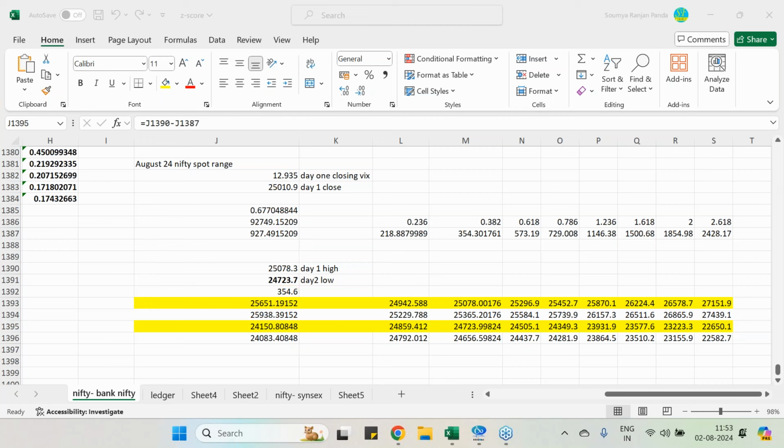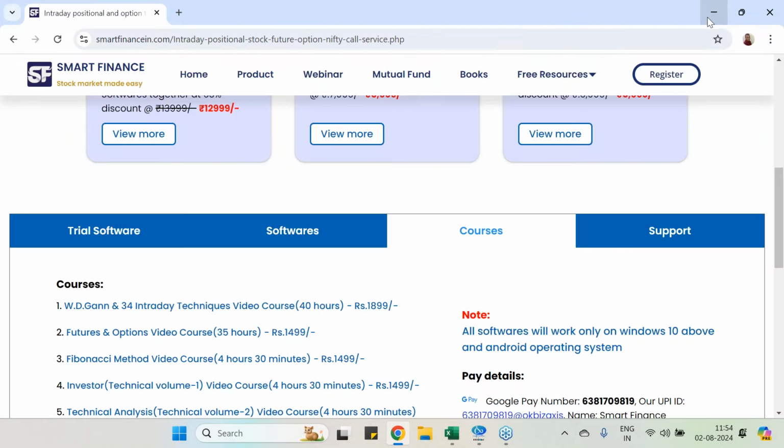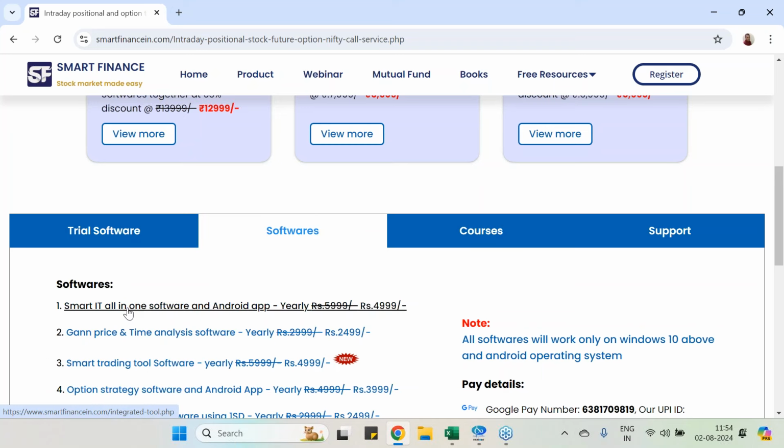You can do the monthly forecast, VIX, and have your other studies also. We have a software, Smart ID. This is one of our software here.